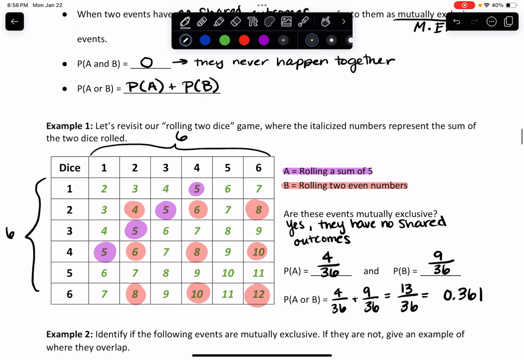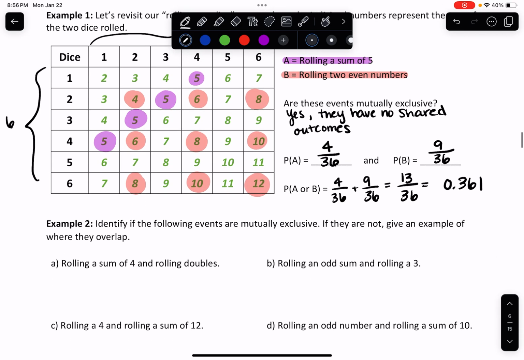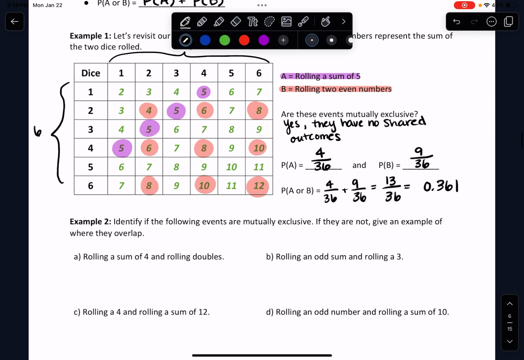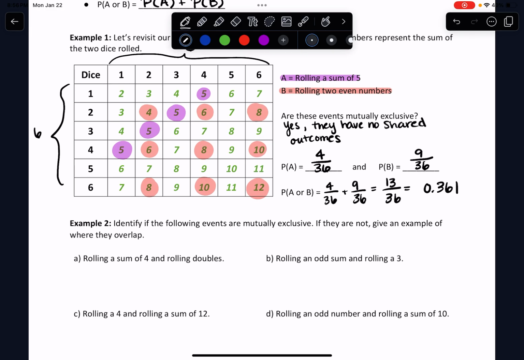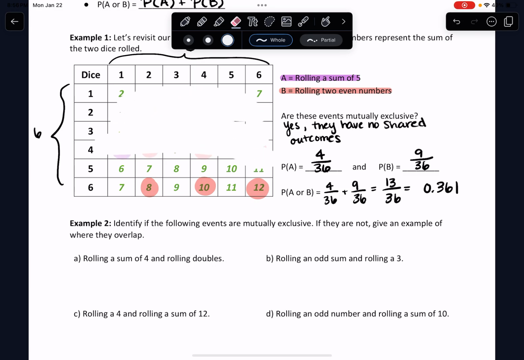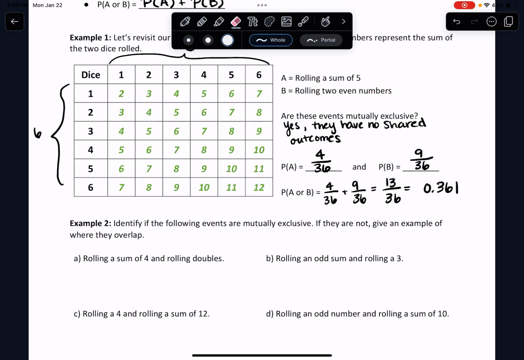So we're going to identify using this table if the following events are mutually exclusive, and if they're not, we're going to give an example of where they overlap. So to help us do this, I'm going to clear the table from my previous colors, and I'm going to go through and highlight in a very similar way. So A, rolling a sum of 4, and B, maybe I shouldn't use green actually since the numbers in the table are green, B, rolling doubles.